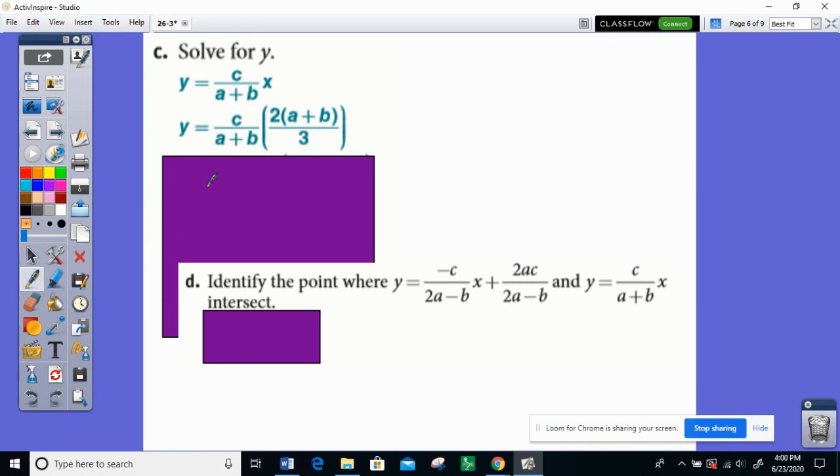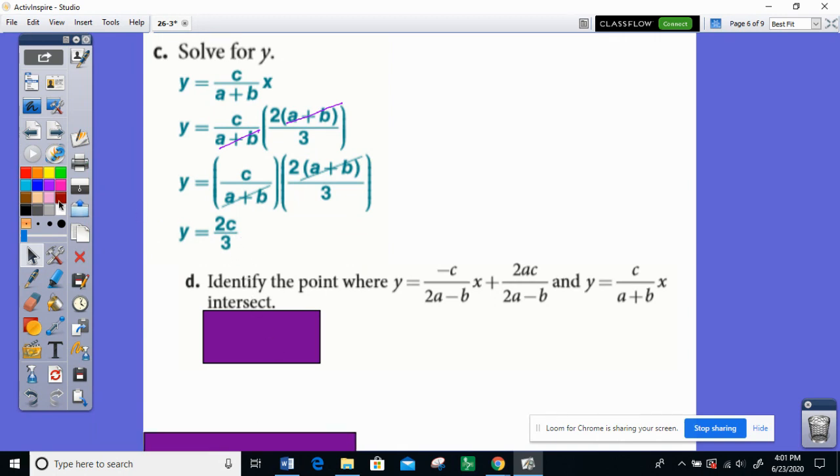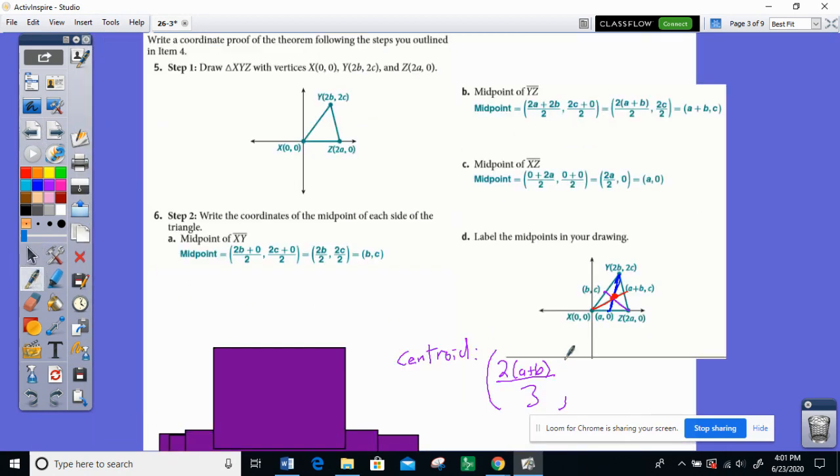Well, right away, you might notice that we get some common factors that we can cross-cancel. So what are we left with? We're left with 2c over 3. So that tells us that the point where these two medians intersect is at this point right here: 2 times a plus b over 3, comma, 2c over 3. In fact, just to make it clear what exactly it is that we know now, that gives us the x value and the y value for the centroid.